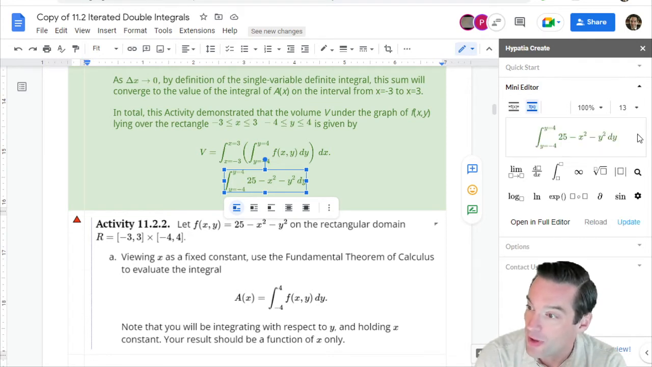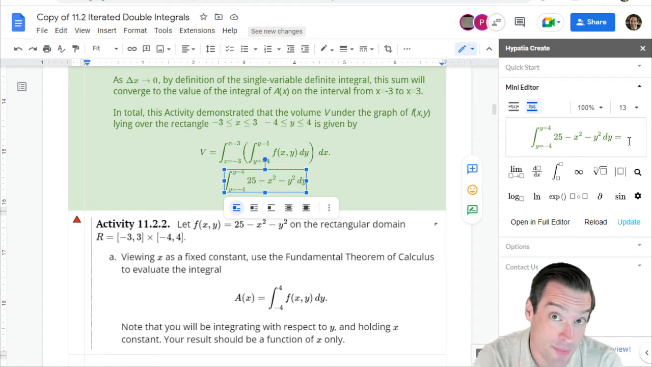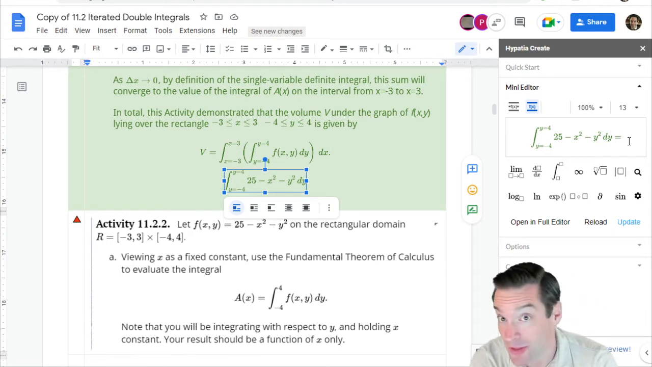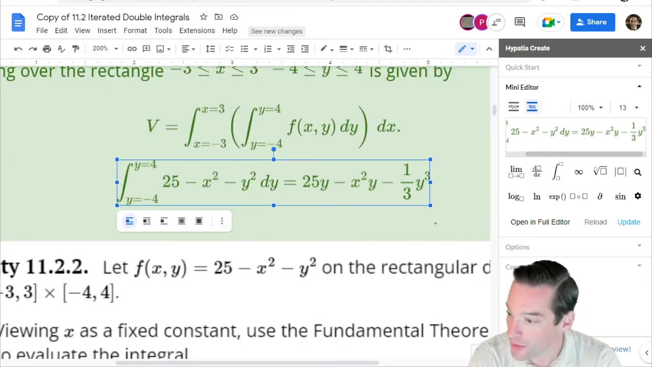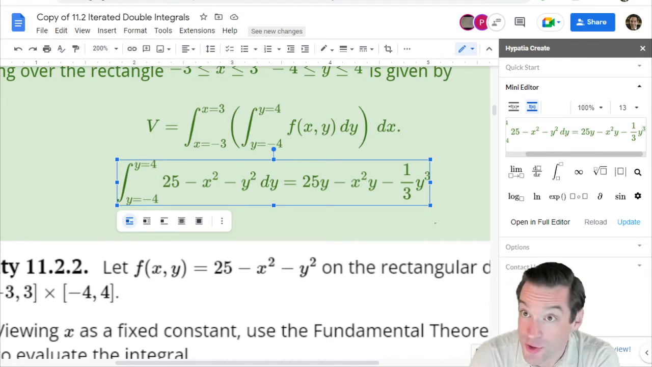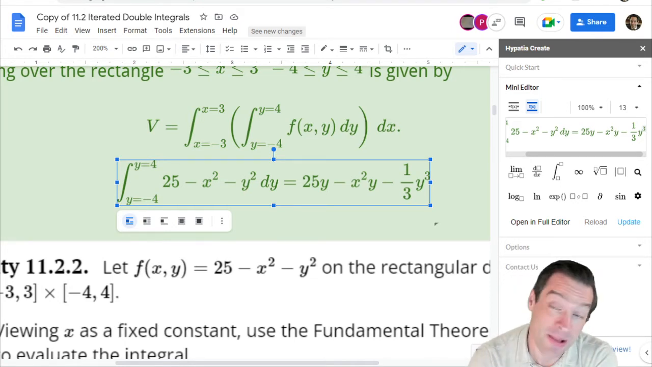So according to the fundamental theorem of calculus, I need an antiderivative for 25 minus x squared minus y squared, where y is being treated like the variable, but x is being treated like a constant. So what would an antiderivative for 25 minus x squared minus y squared look like in that case? So just like with partial derivatives, we take antiderivatives here by suspending our belief that x is a variable, treating x like a constant and treating y like it's the variable.